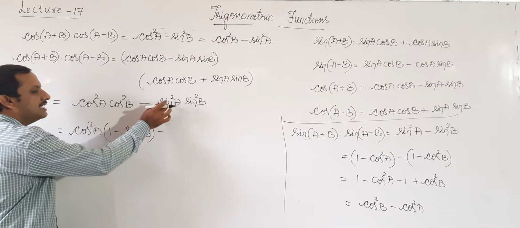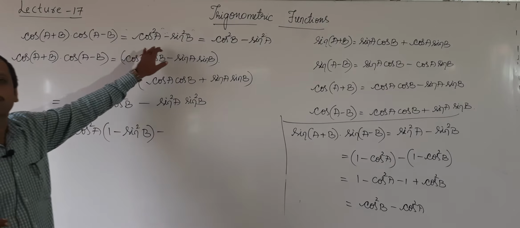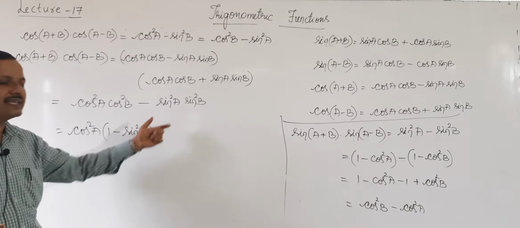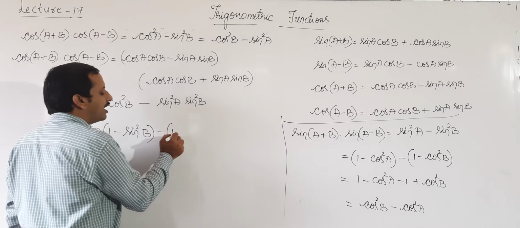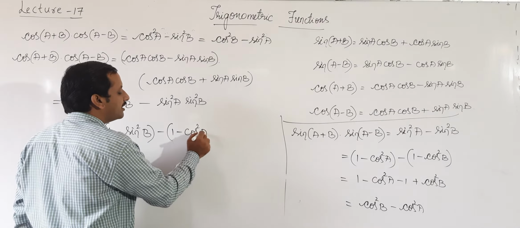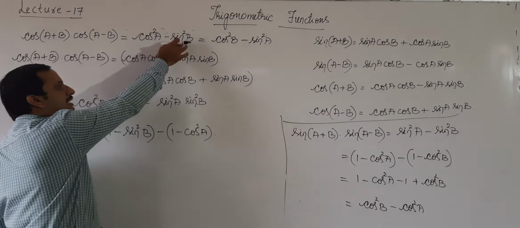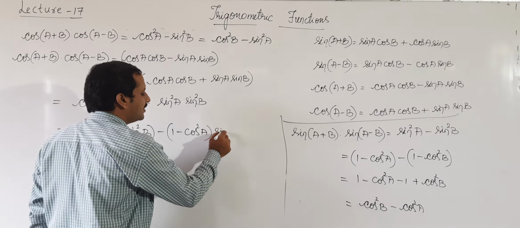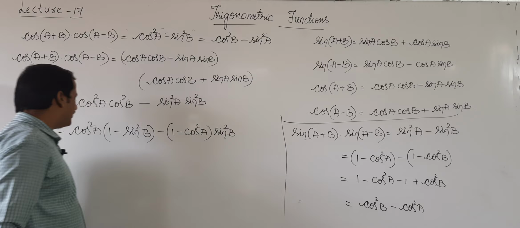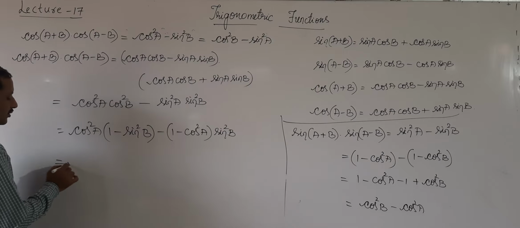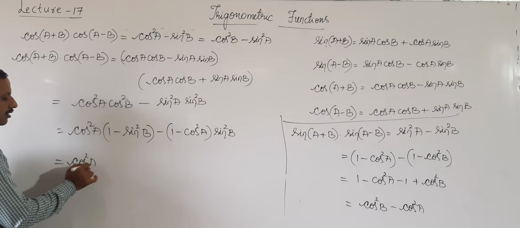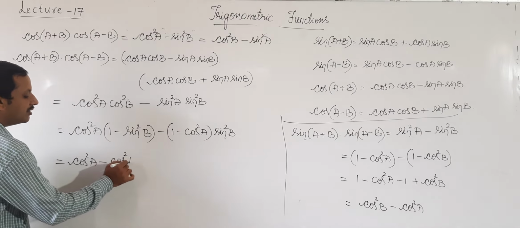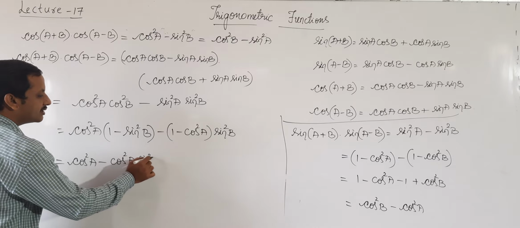Then further, I don't want sin square A, I want cos square A. So I will write sin square A as 1 minus cos square A. Then sin square B, we do need, so retain that sin square B as it is. Okay. So now if I simplify, this is equal to cos square A minus cos square A into sin square B.